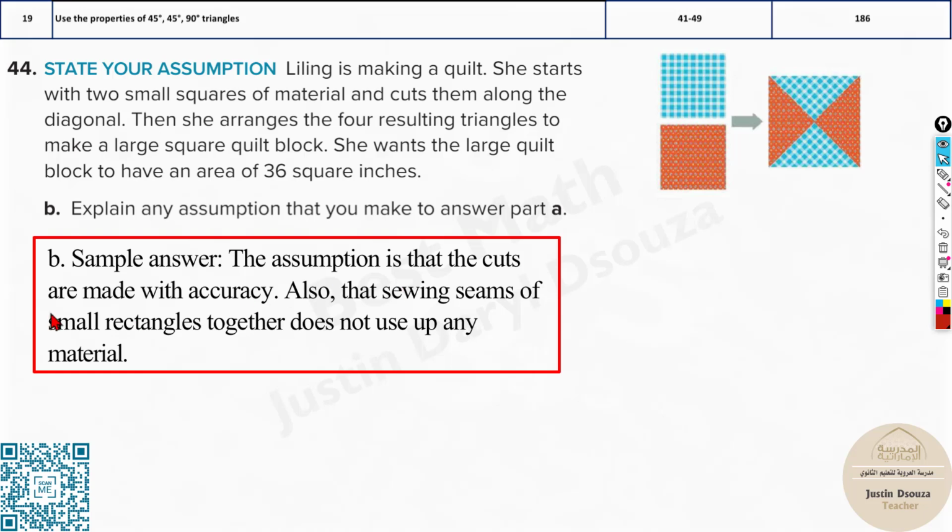Let's just look over here. The assumption is that cuts are made with accuracy. Also, the sewing seams, small rectangle does not. Okay, it's basically you're not using any extra material. It's exactly, or very accurately, we're using only these dimensions. But usually when you cut, there is some wastage and you won't get accuracy, and when you sew them together, like when you stitch them up, there'll be wastage of area as well.